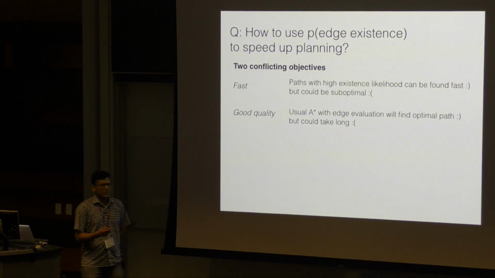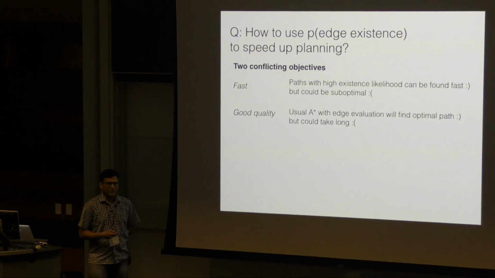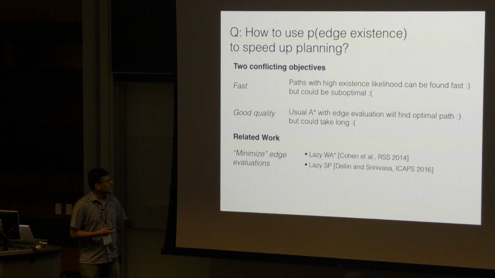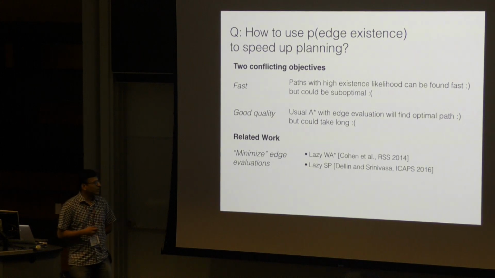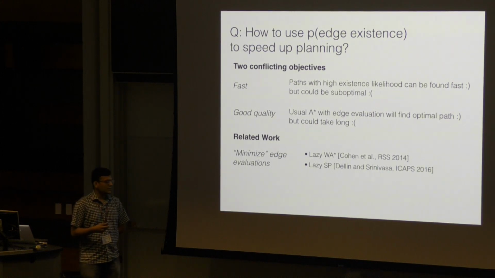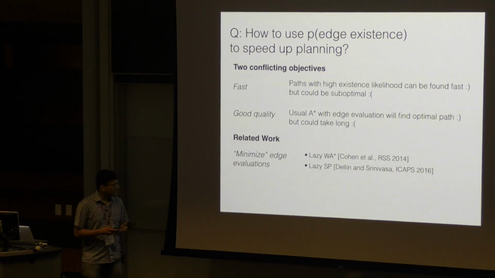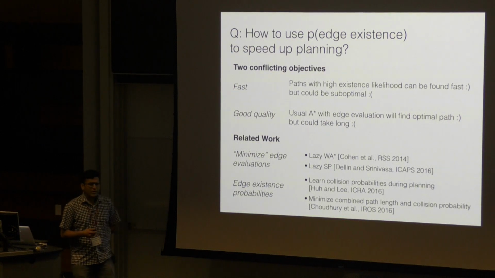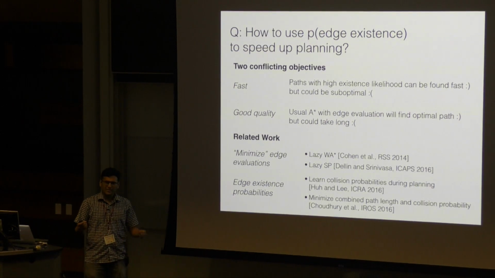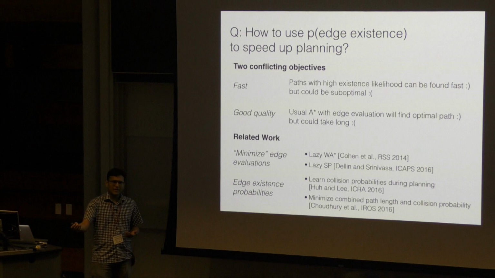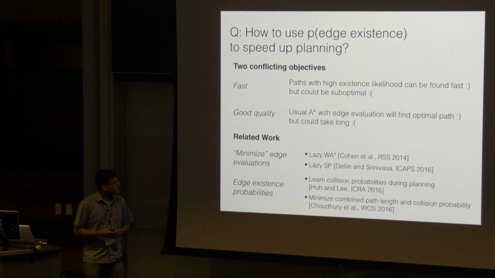And this is a problem which several people have looked at in the past, the one of expensive collision checking. Specifically works like lazy weighted A star or lazy shortest path. These works try to defer as many edge evaluations as possible in the hope of speeding up planning time. And similarly, there has been a recent work where the authors have tried to minimize a cost, which is a combination of path length and collision probabilities.